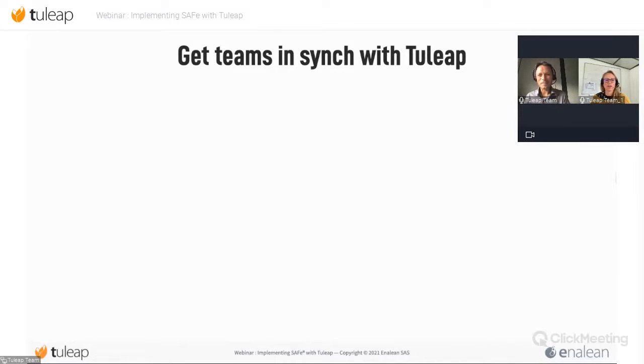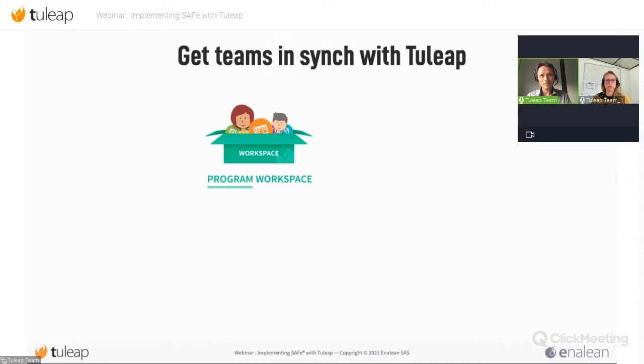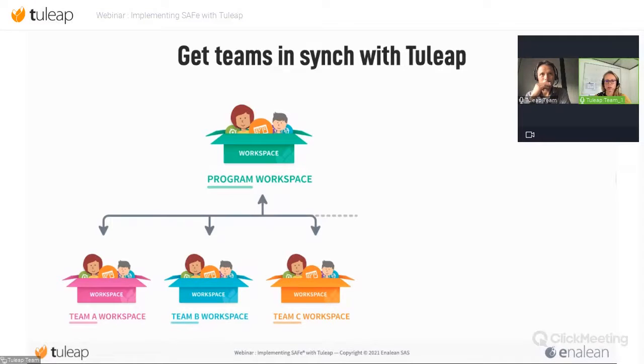Sorry. So we will just draw down how project workspaces in Tuleap will be organized to get teams in sync. So you will have a program workspace. A workspace is like a project, including some people and some tools. A program workspace is for managing the Agile Release Train. And you have children workspaces for different teams, team A, team B, team C, for example. You can have as many teams as you want synchronized with the program workspace.